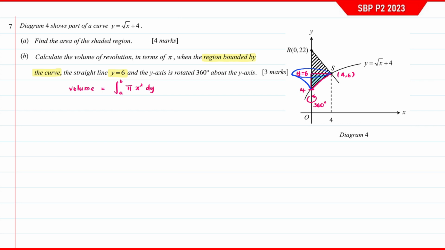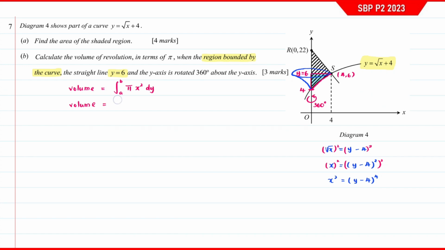So first we're going to find x squared. Based on the equation given here, square root of x is equal to y minus 4. When we square both sides, x is equal to (y minus 4) squared. To get x squared, we square both sides again. Then x squared is equal to (y minus 4) to the power of 4.